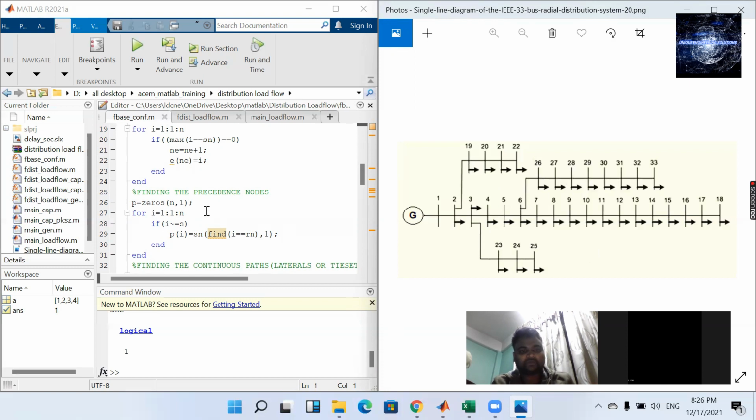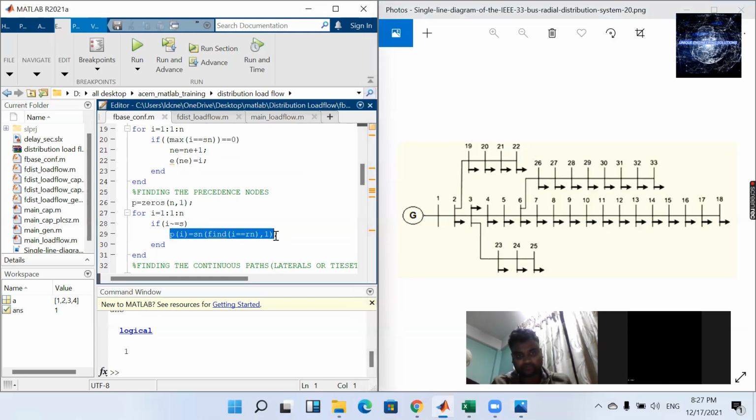Now we have to run a loop from 1 to n, the total number of buses, for those i's which are not equal to s, that is, the i which is not the starting node, because we have already learned that a starting node does not have any precedence node. So we have to understand this code. Here we have used find. Find will give the index.